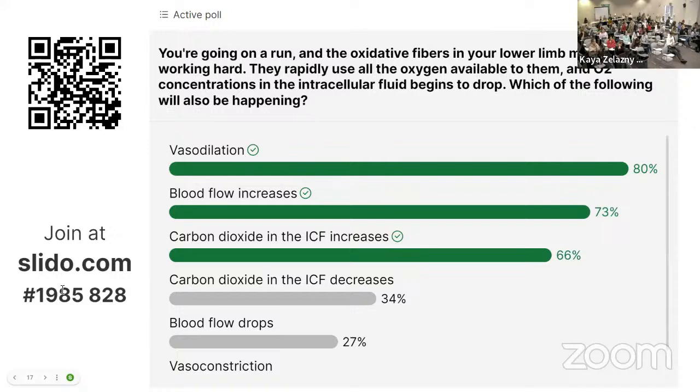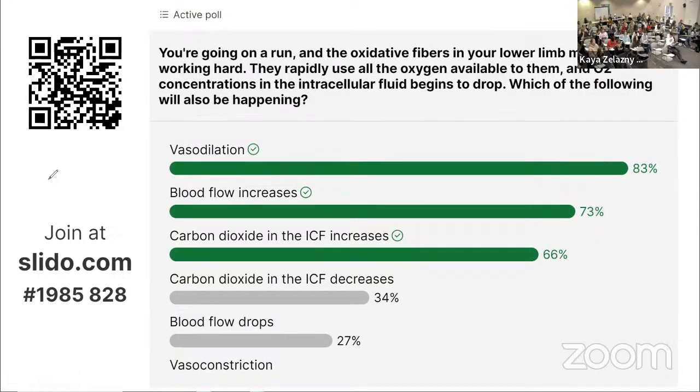So more than half of you picked each of these things that happen to be true. So let's talk through those. Okay. So this is a description of a case in which we would have this active hyperemia happen. Right. So this is just an example of a literal situation where this phenomenon would occur.